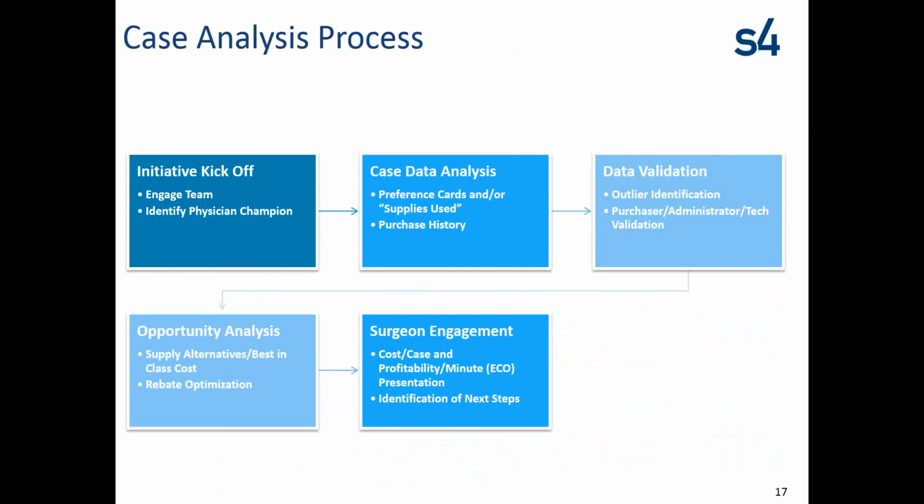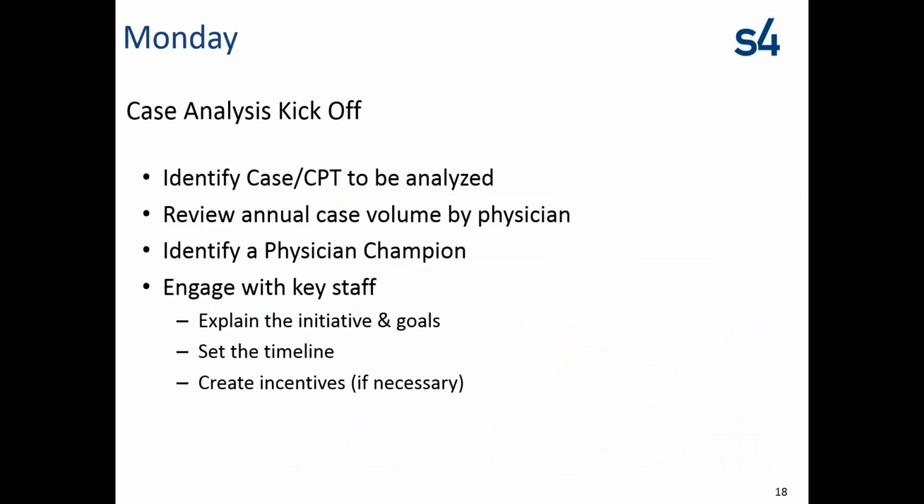And then we want to perform an opportunity analysis. So now we've gathered our data, we've validated it, and we want to put it into a simple matrix for everyone to review so that we can start to identify what is best in class and what needs to change in order to achieve that. And finally, engage our surgeons. We want to show them the impact of this analytic and what it means to them financially. And then we want to clearly lay out our next steps and start laying out expectations to pull through our savings opportunity. Next slide, please.